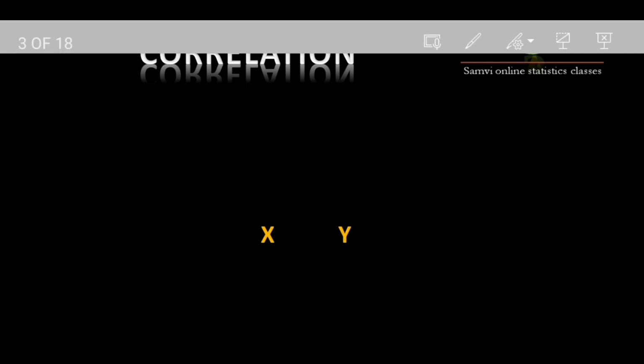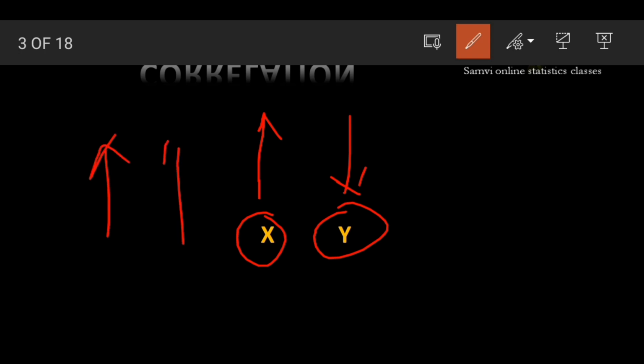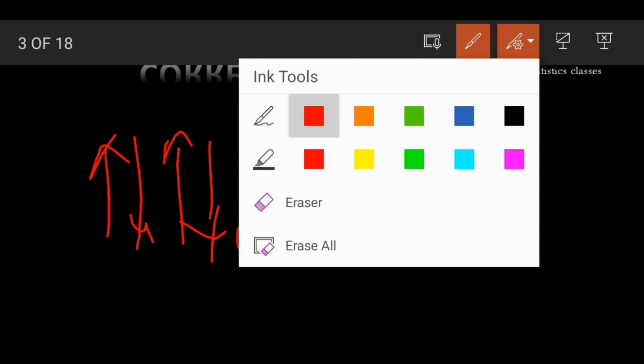Hello students, today we discuss correlation. Correlation means the related variation among two variables. For example, if I write here x and y variables, whatever the relation between these two variables, whether it is increasing or decreasing, or both are increasing or both are decreasing, such types of relations will be studied, and this method is known as correlation.